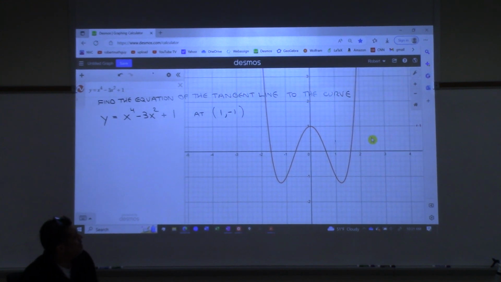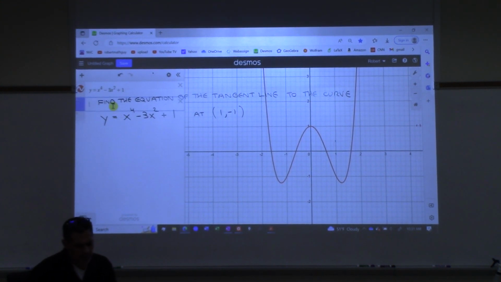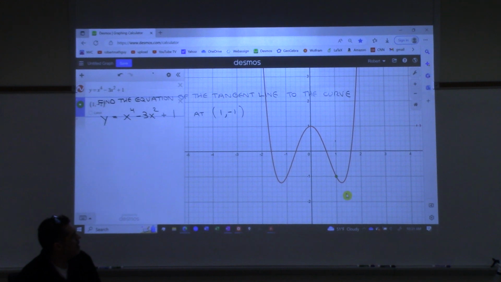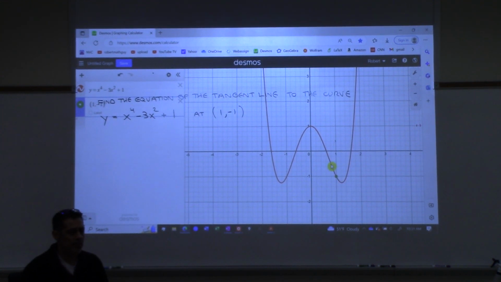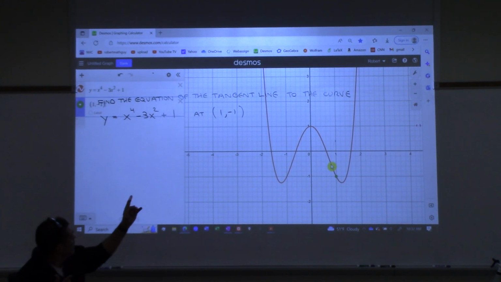So there's the graph of that function. And I'd like us to go to the point (1, -1), which is that point right there, and I would like the equation of the line that's tangent to that curve at that point. So if you're trying to find the equation of the tangent line, you need a point, and then you need the slope, right? Do we have the point? Yes. Do we have the slope? No. Where do we get the slope from? The derivative, right?